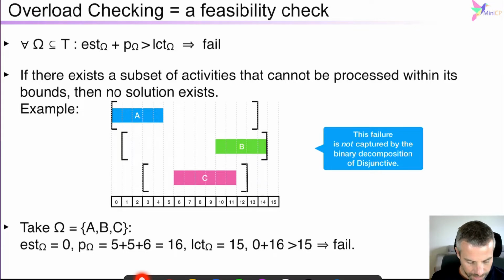You can convince yourself that this formula is exact and is also working, right? If you apply it, you've got 0, that's the earliest start time, plus the sum of the processing times, you will end up with 16, and that's larger than 15, which was here exactly the latest completion time of this set omega. And so we should backtrack.